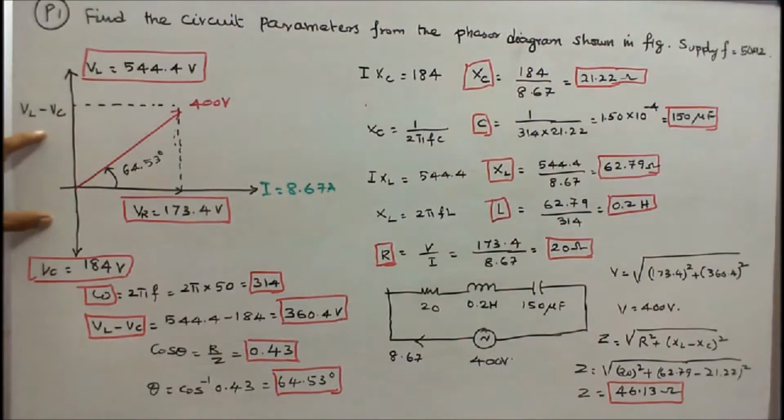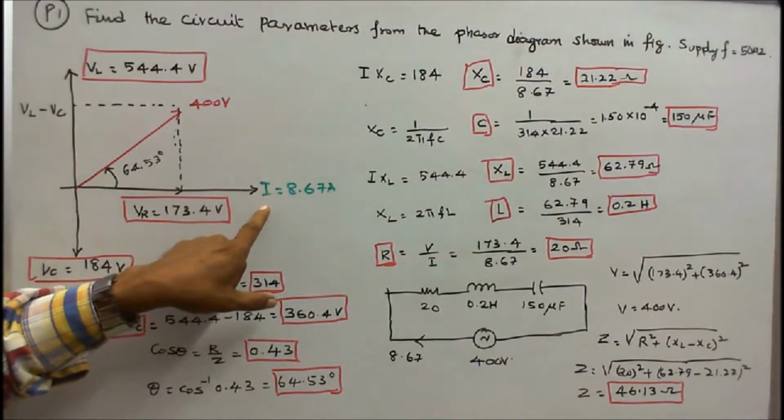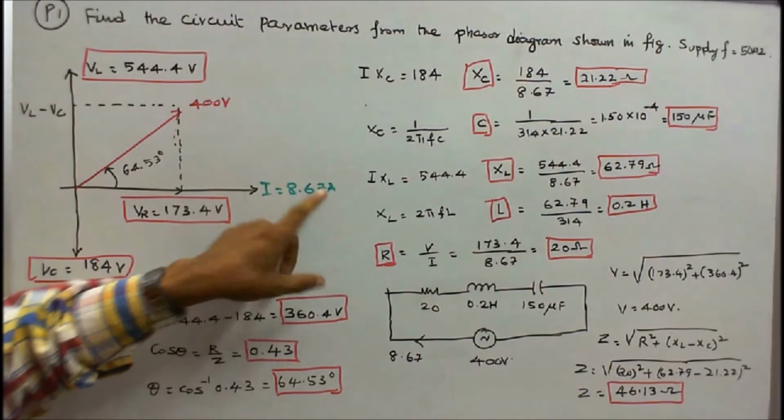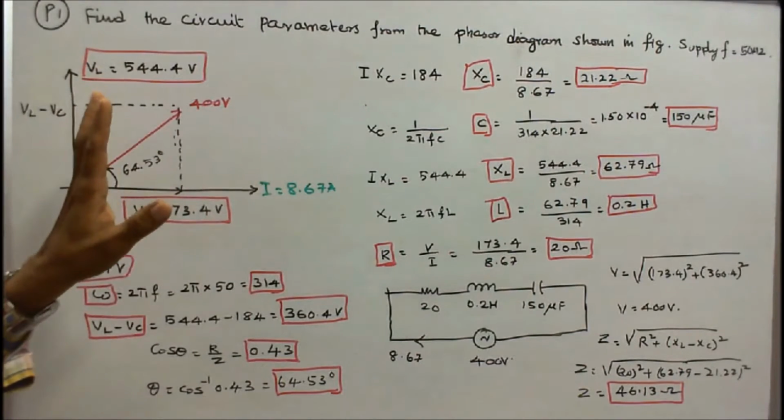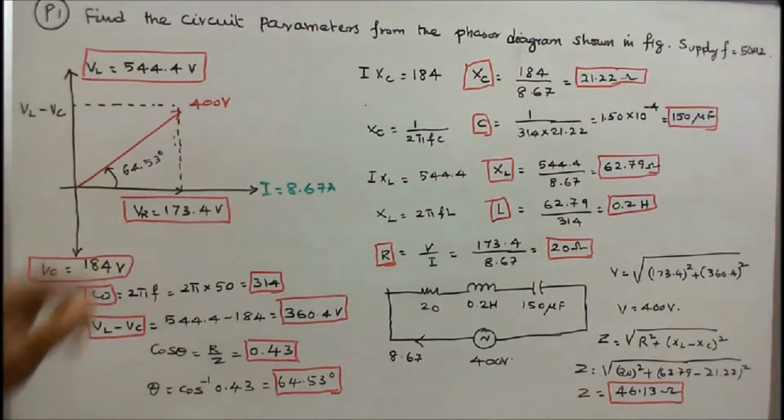So this is the given phasor diagram. Here current is taken as the reference phasor, that is 8.67 amps. Hence it is a series circuit. In a series circuit current is constant. In a parallel circuit voltage is constant.